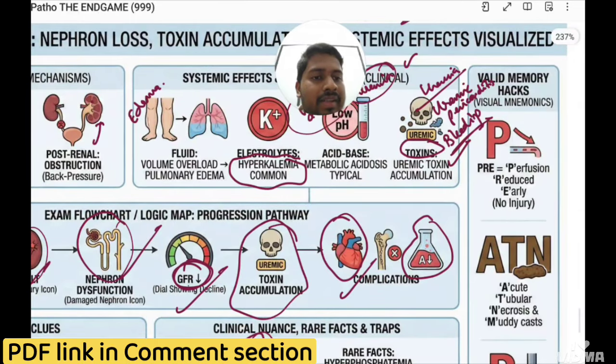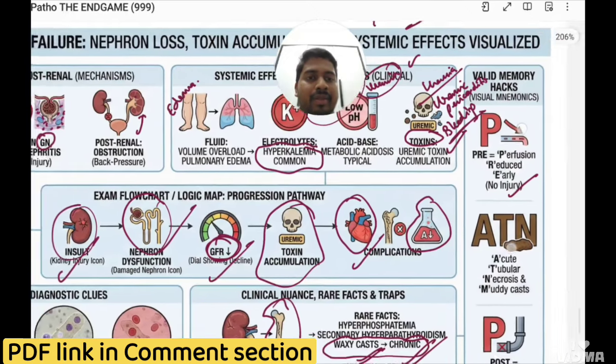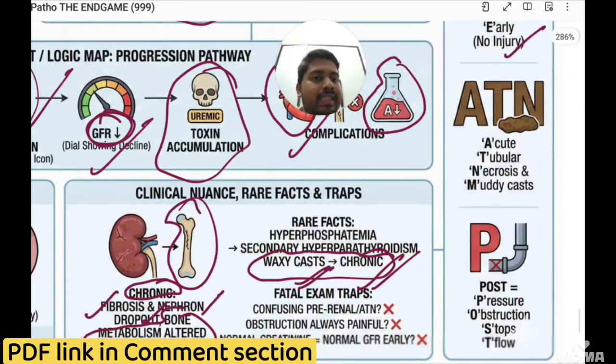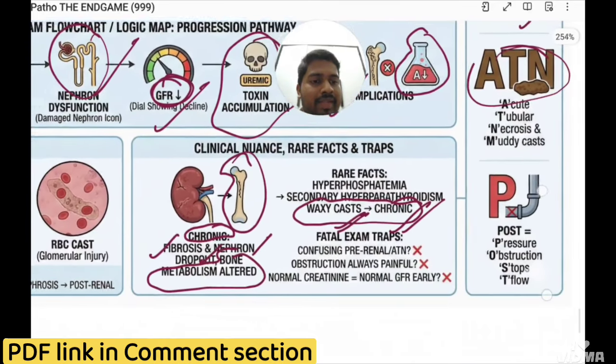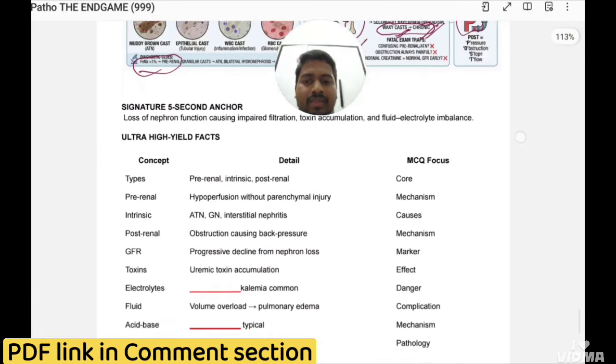So here also see pre-renal cause. Pre-renal means perfusion reduced early. This is how you remember it. So there is no kidney injury per se, but it is because of decreased perfusion. Next, ATN is acute tubular necrosis, muddy brown cast. That is how you remember. And then post-renal because of obstruction. Okay, so let's answer the questions.